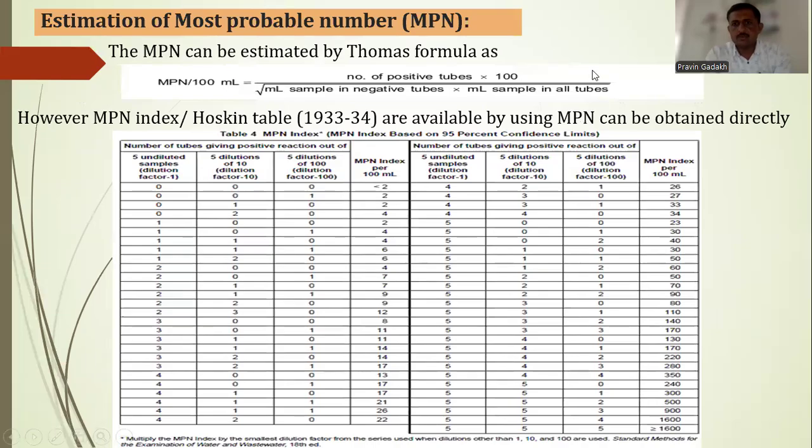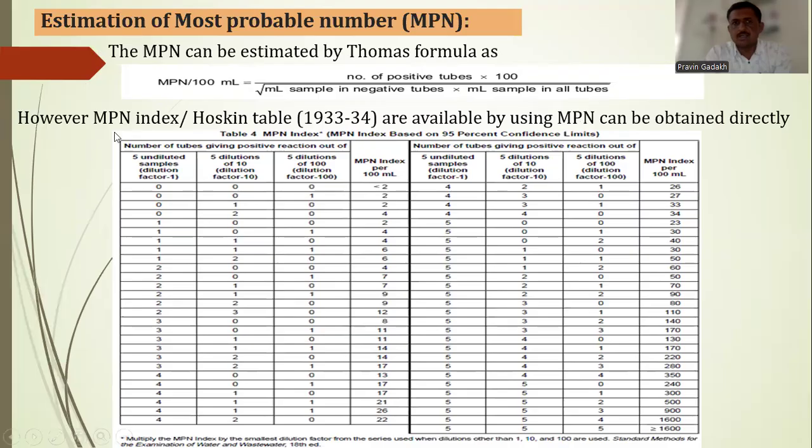Here, in case of the MPN table, we can also estimate the most probable number count in that particular tube. So here we can use the MPN index. MPN for 100 ml is equal to the number of positive tubes, which are considered for the formation of acid and gas, so the total number of tubes which show acid and gas formation multiplied by 100, divided by the ml of sample in negative tubes multiplied by the ml of sample in all tubes. So by counting the volume, we can get the MPN index of that particular water sample.